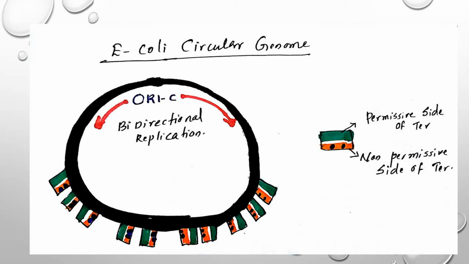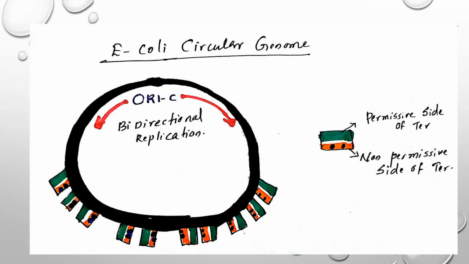On the left side, there are 5 Ter sequences. They are TerJ, TerG, TerF, TerB, TerC sequences. That means on the left side, TerJ is first, then TerG, TerF, TerB and TerC. On the right side, there are also 5 sequences. They are TerA, D, E, I, H. Right side sequences are A, D, E, I, H.